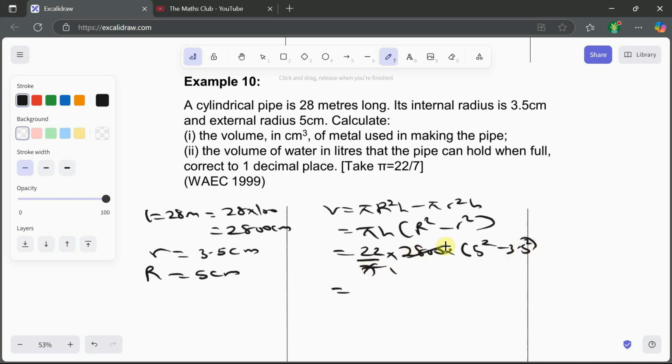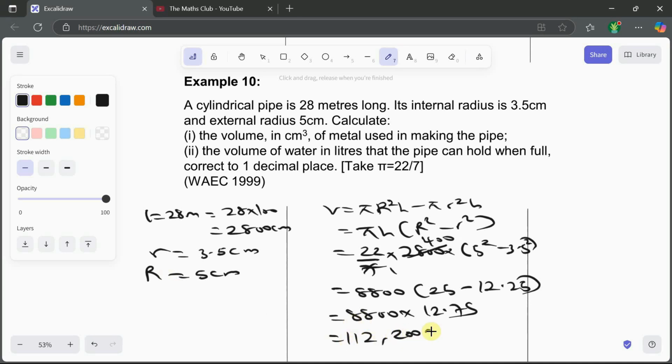7 into 2,800 is 400, right? So 400 times 22 will give me 8,800, and this is 25 minus 12.25. So 25 minus 12.25 will give me 12.75, so 8,800 times 12.75. So multiplying this by 8,800, this gave me 112,200 centimeter cube. So this is the volume of the metal used in making the pipe.